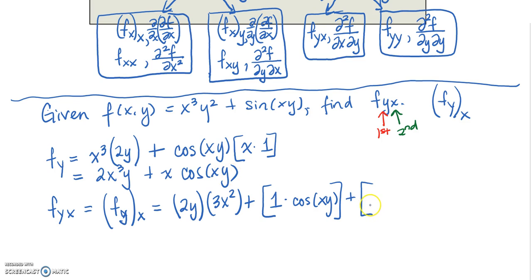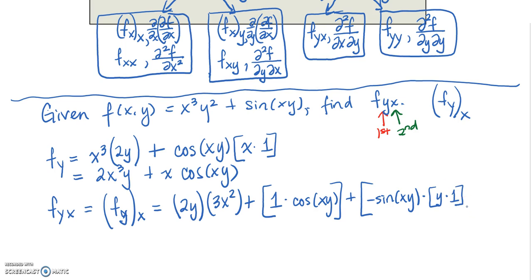Plus, now I'm taking the partial derivative of cosine xy with respect to x. So the partial of cosine is going to give me negative sine of xy. I leave the argument alone. But then I have to multiply by the derivative of the argument with respect to x. So when I go inside the cosine function and I'm interested in the x, I treat y as though it were a constant, and then take the derivative of that x. It's going to give me a 1.